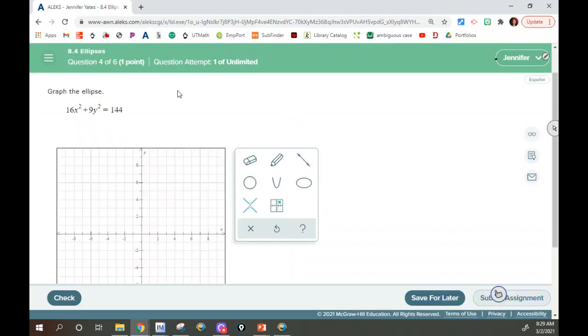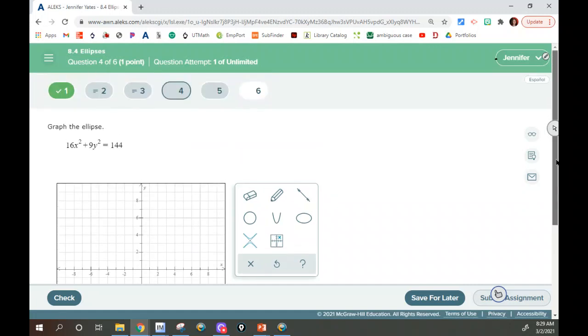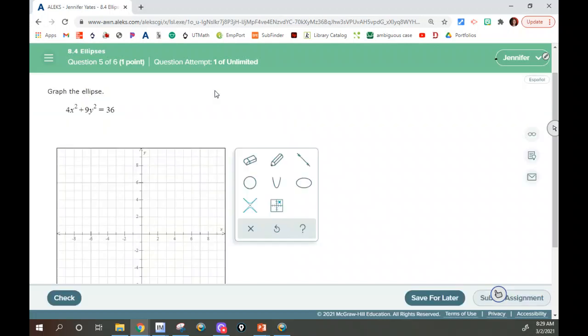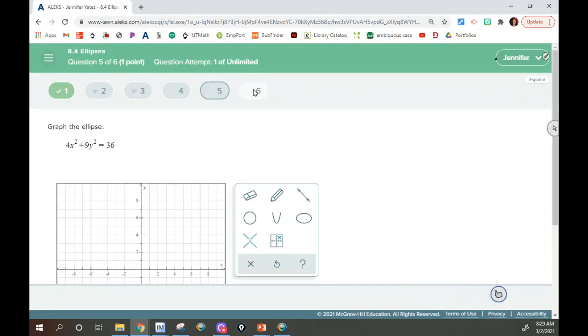What would I need to divide this one by? 144. And let me see, that's the same thing, divide by 36.